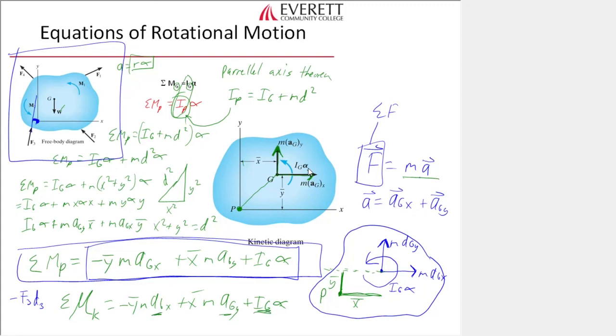Why is that helpful? Well, most of the time when we're looking at an object that we recognize, we can look up the center of mass in the back of the book, whereas we can't do that if we're using another point somewhere. So this diagram, called a kinetic diagram, is a shortcut to get your equation.